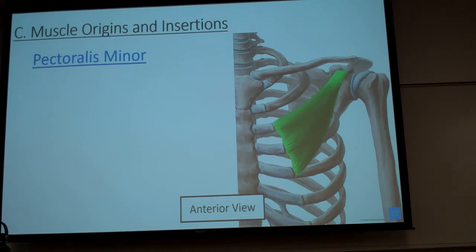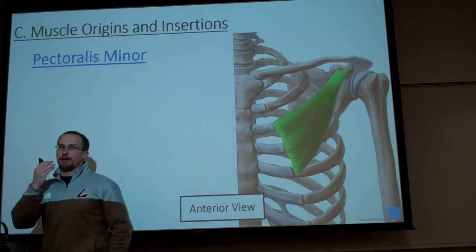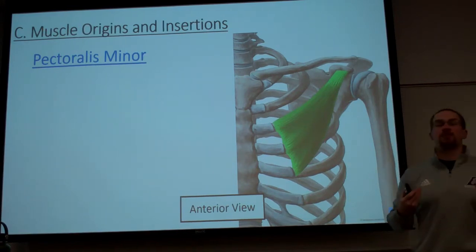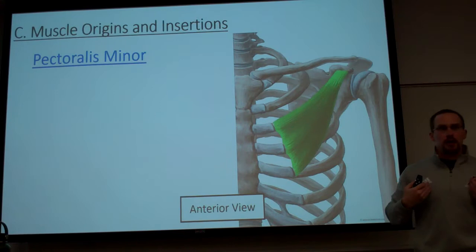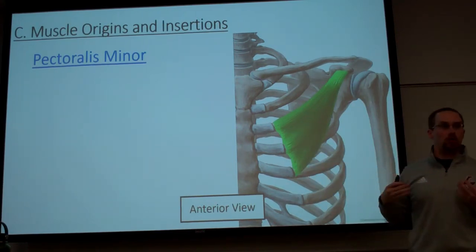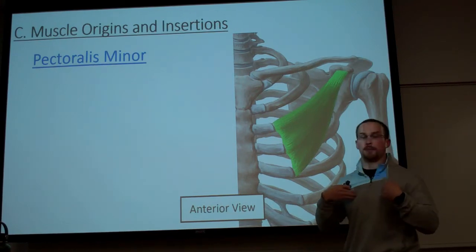Now let's move to the front side. Pectoralis minor. In the next section, we're going to talk about the pectoralis major, which most people think of when they hear about the chest muscle. That's the big one that's on top. But the pectoralis minor is below. It's still on your chest, but it's underneath. It's deeper compared to the pectoralis major.